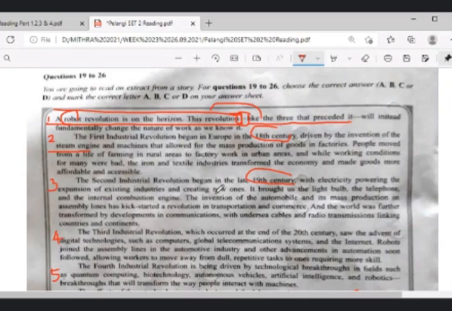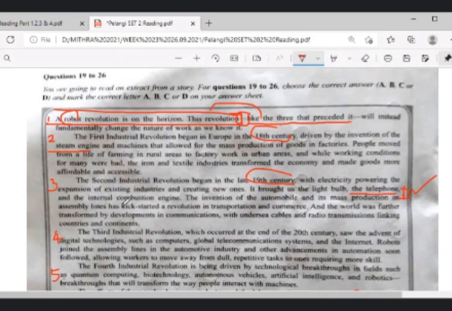Now let's read further. Of the 4 options given, 3 were invented during the second industrial revolution. They are asking which one is wrong. It brought us the light bulb, the telephone. So the telephone is clearly stated. So this is D. D is the one that is not correct.